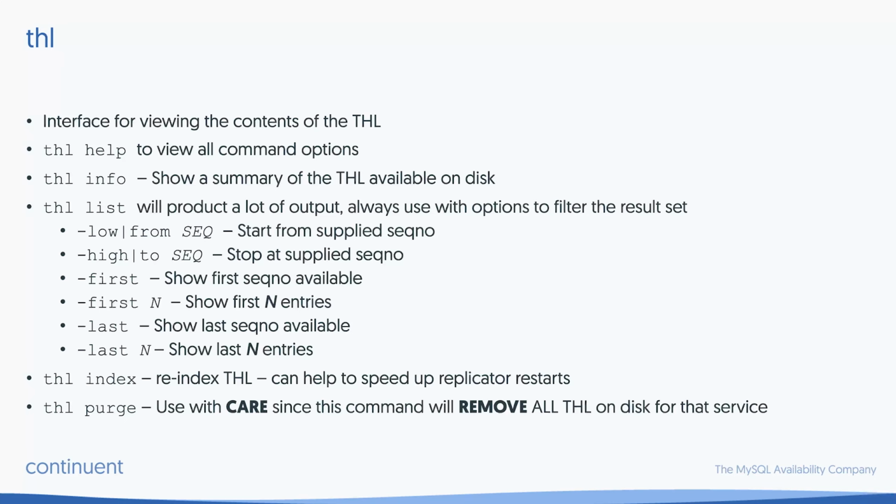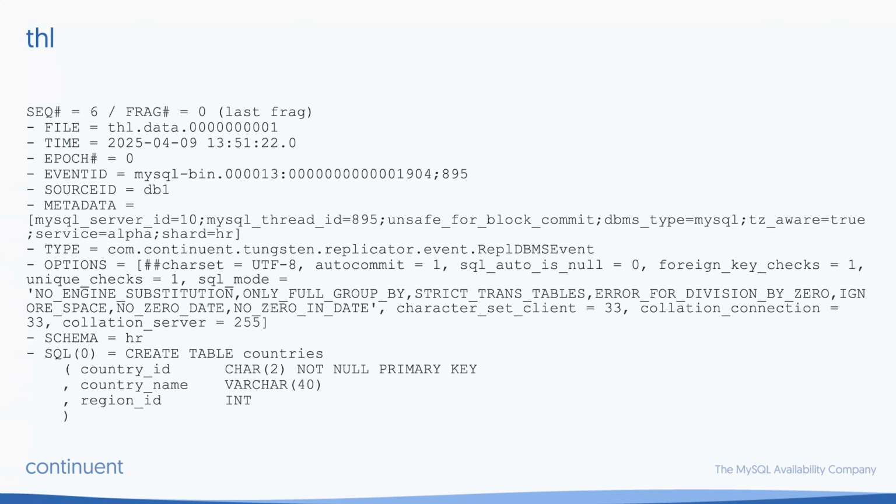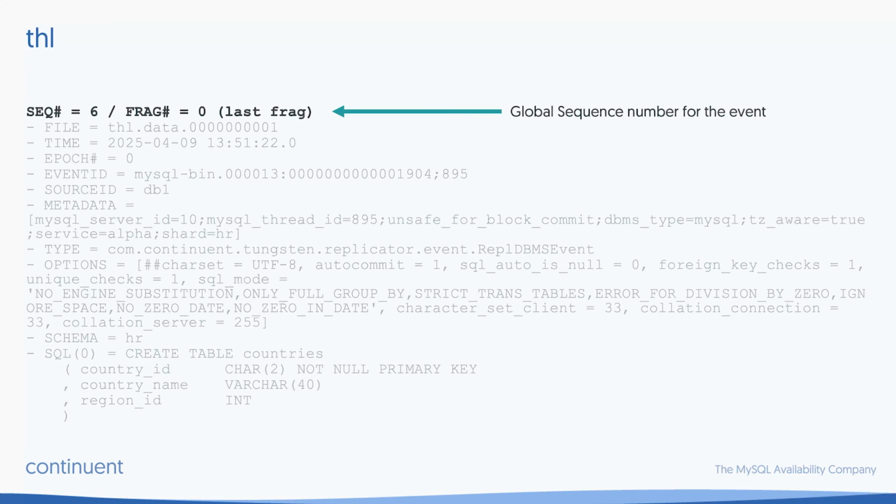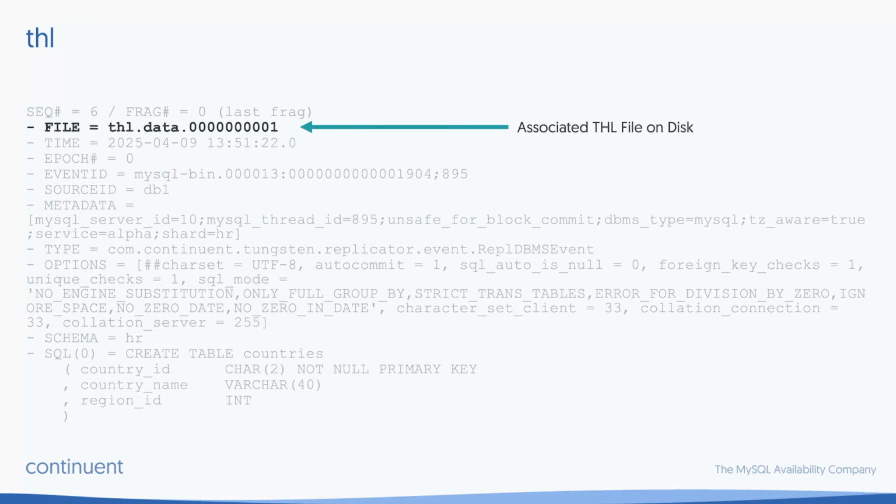Now, obviously, THL is most commonly used to look at THL. So let's just have a look at what the THL output looks like. This is a simple example of a create table entry. So let's break this down. What do we have? At the top, you have the sequence number that particular THL is referencing. You have the THL file that this particular sequence number is in.